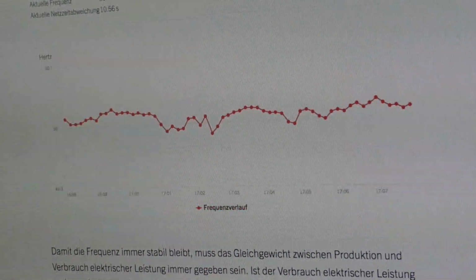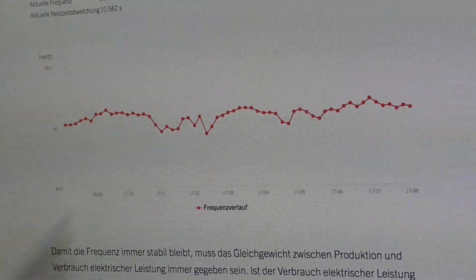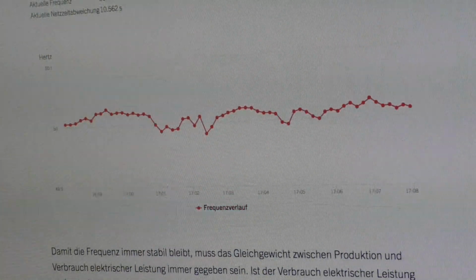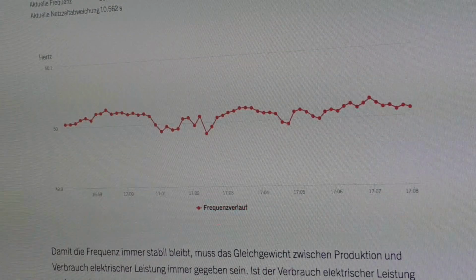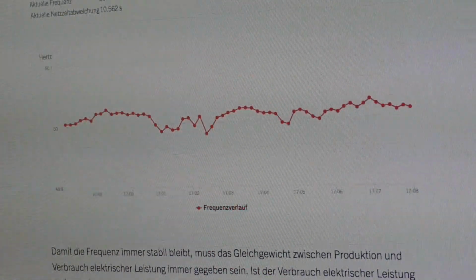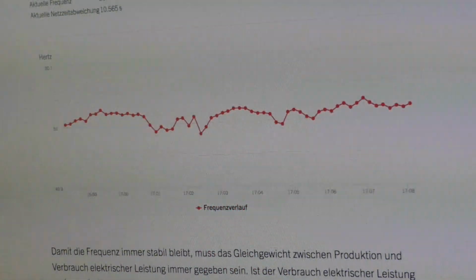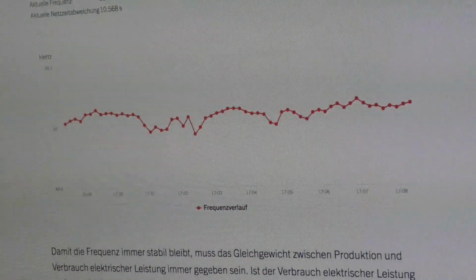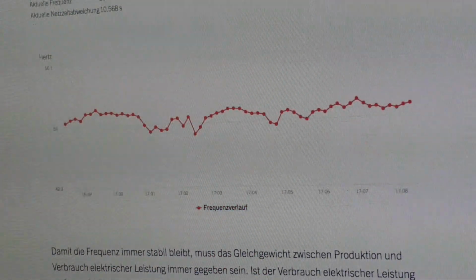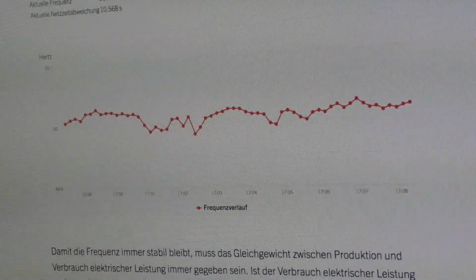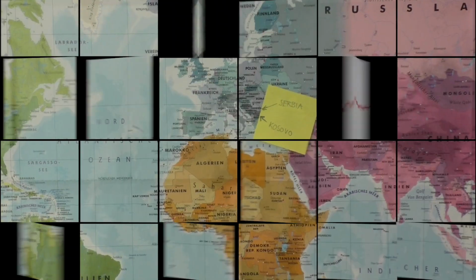So the goal is to have a deviation of 0 seconds. And of course that depends on how much load is on the grid. So if suddenly every person turns on their air conditioner or their stove in the kitchen at the same time, you would certainly see a drop, because the regulation of this frequency is not that fast.